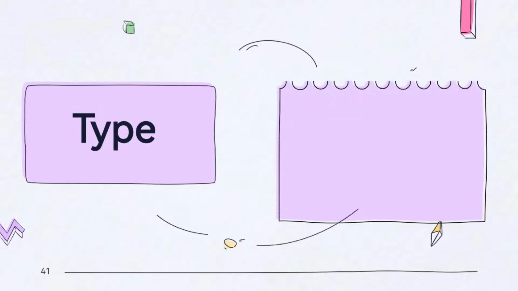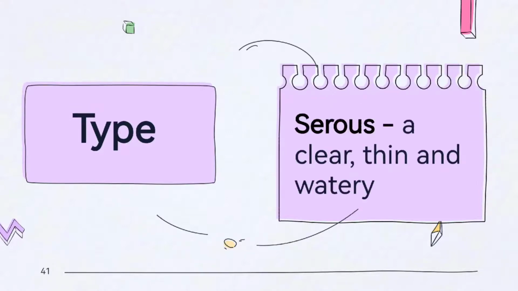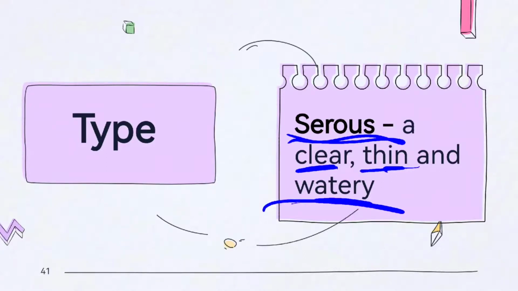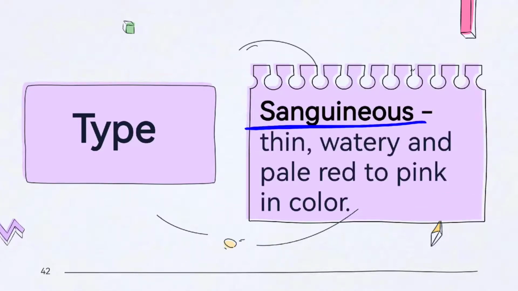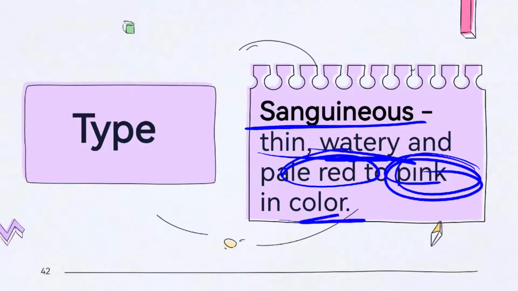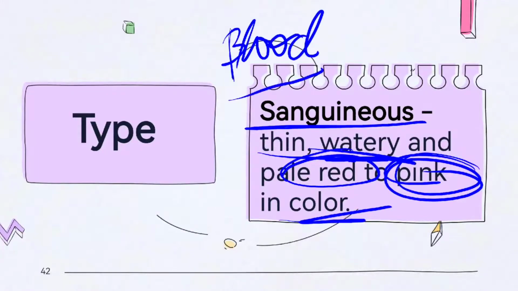Okay? Now let's talk about your exudate type. Now you have three types. First you have a serous. Serous is a clear, thin, and watery. This is almost like water. You know, discharges like water. Then you have your sanguinous. Sanguinous is thin and watery. But why do you think it's pink? Pale red to pink color, because this is mixed with blood. Yes, this is mixed with blood. That's why we call it sanguinous.